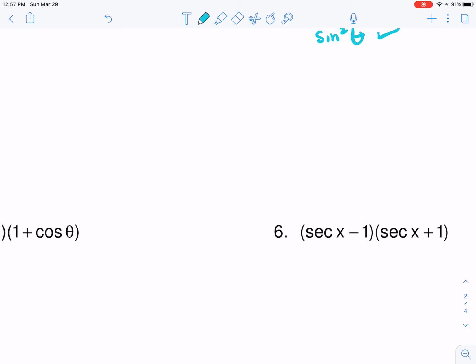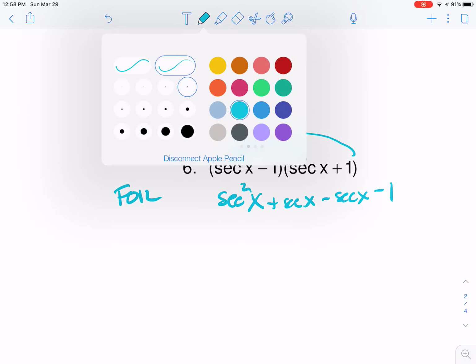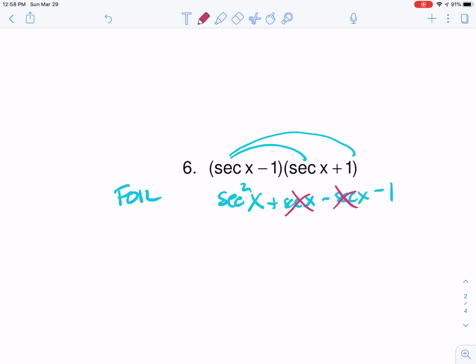Now, if you've forgotten, I'll go ahead and FOIL. You would not have to do this. You could just know it, but let's just show first times first. Anything times itself is squared, so that's secant squared. Outside is plus secant. Inside is minus secant x. And then last is minus 1. Well, what happens is the plus and the minus drop out. So you end up with secant squared x minus 1. And then you try to simplify.